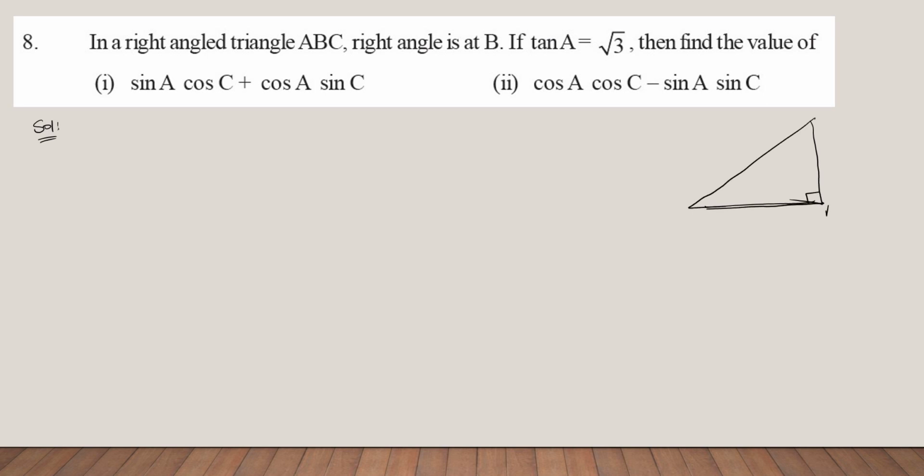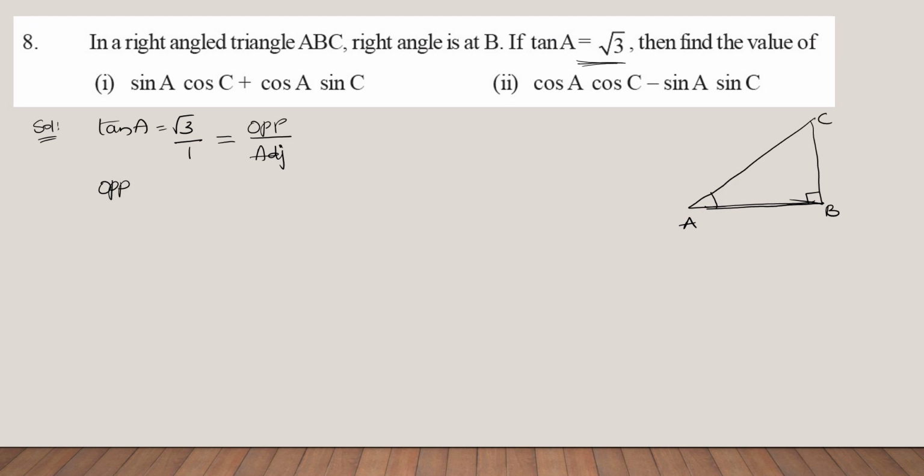So right angle at B, and he has given that angle A, and this is my angle C, and tan A is equal to root 3. So what has he given? Tan A is equal to root 3. If there is nothing in the denominator, that means it contains 1 in the denominator, right? So tan A. What is the definition of tan? Opposite side to A by adjacent side to A. Now from this we can simply write it down.